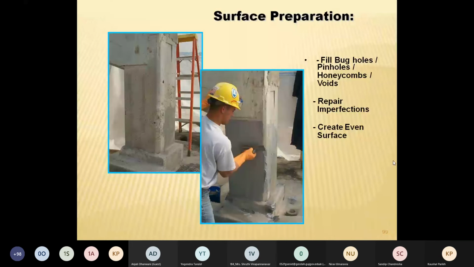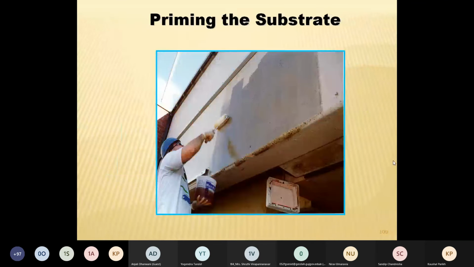Another approach to surface preparation is to fill bug holes, pinholes, honeycombs, and voids. This means repairing the imperfections is required, and we have to create an even surface. Then apply the primer to the substrate, the application of the first layer of chemical onto the surface.